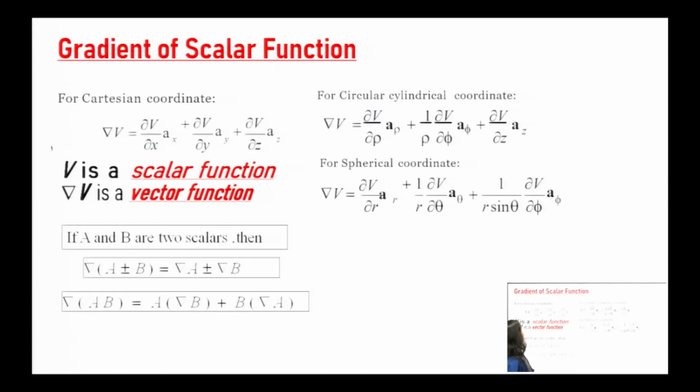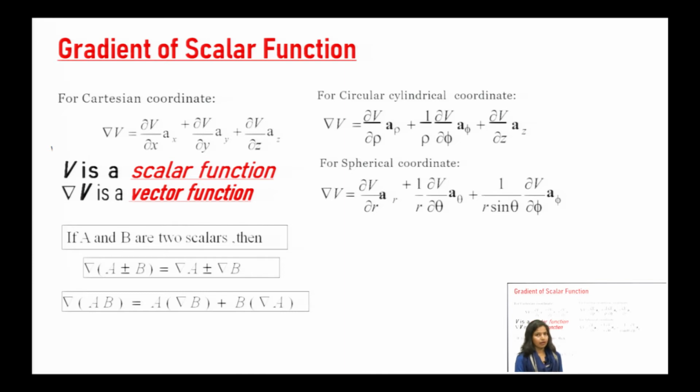So let's have a look at the gradient of a scalar function. The gradient of a scalar function is a vector quantity. A scalar function doesn't have any direction, but when we take the gradient of that scalar, then it will give a direction. For example, temperature at a point doesn't have any direction, but the change in temperature with respect to distance, or the space rate of change of temperature, will have some kind of direction.